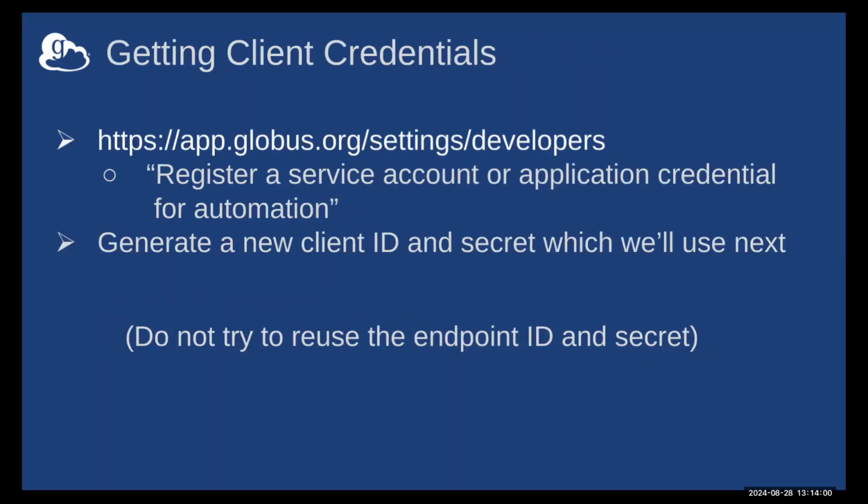The first thing you need to do is to get client credentials. You go from the web app to settings and developers. That's that URL at the top. And there will be an option there that reads register a service account or application credential for automation. From there, you generate a client ID and secret, which you then feed to the GCS CLI in order to authenticate as a client instead of as a human user.